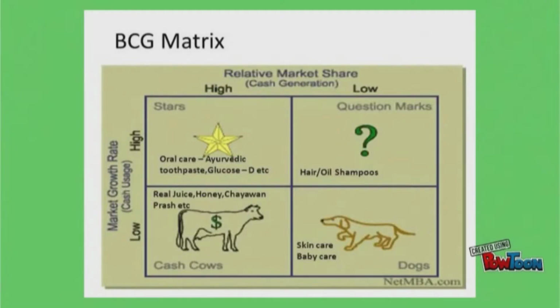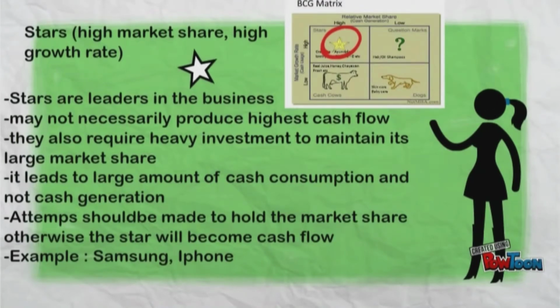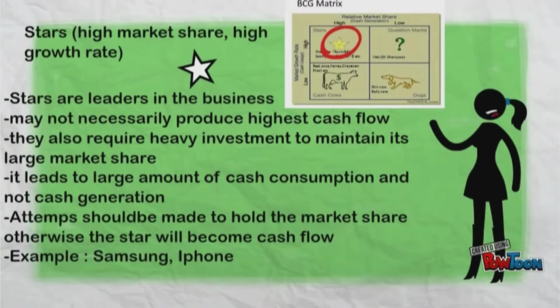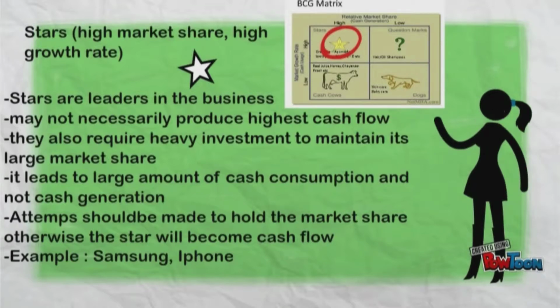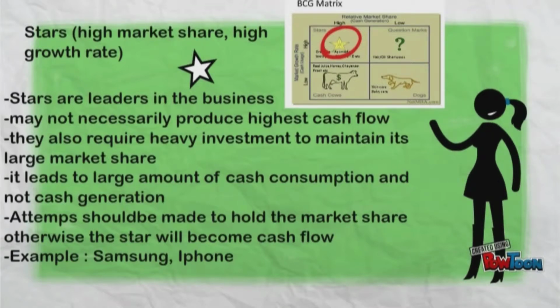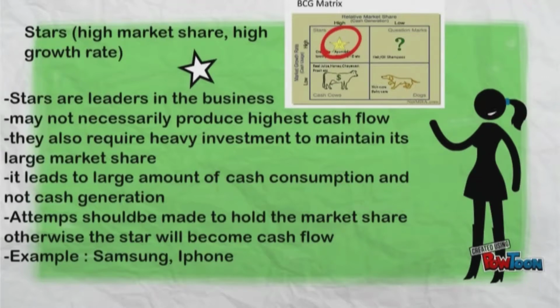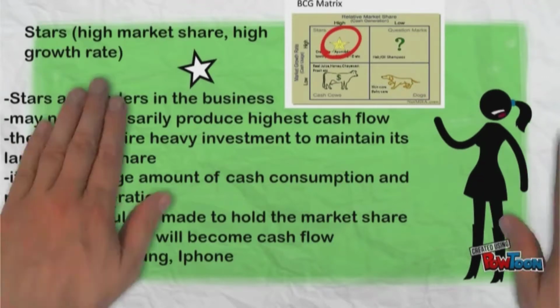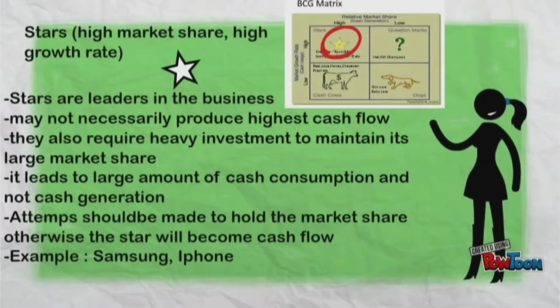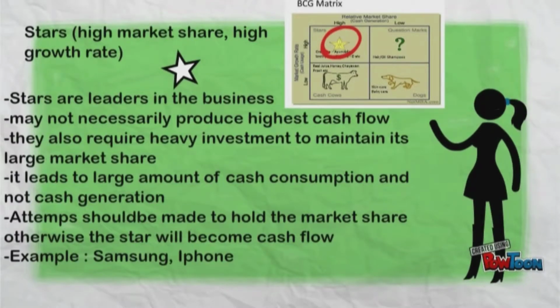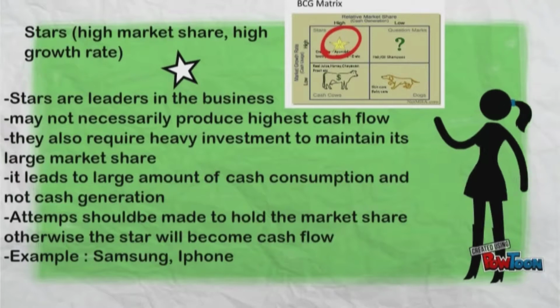The first quadrant, star. The star is the business unit or product that has the best market share and generates the most cash. Monopoly and first to market products are frequently termed stars. However, because of their high growth rate, stars also consume large amounts of cash. This generally results in the same amount of money coming in that is going out.